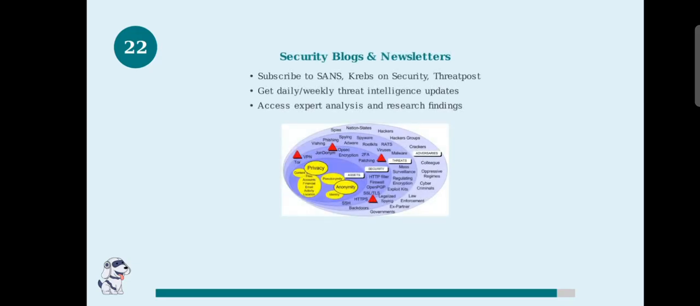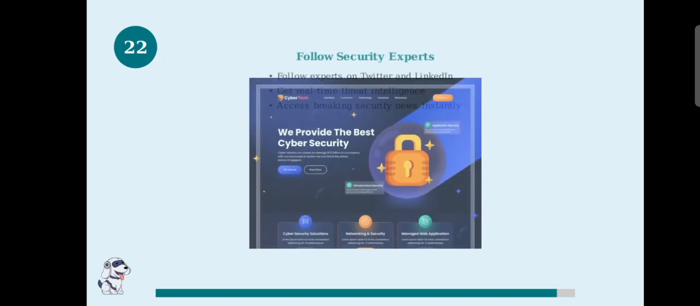First, subscribe to reputable security blogs and newsletters. Organizations like SANS, Krebs on Security, and ThreatPost provide regular updates on the latest threats, vulnerabilities, and security research. Second, follow cybersecurity experts and organizations on social media platforms like Twitter and LinkedIn. Security researchers often share real-time threat intelligence and breaking news about new vulnerabilities.